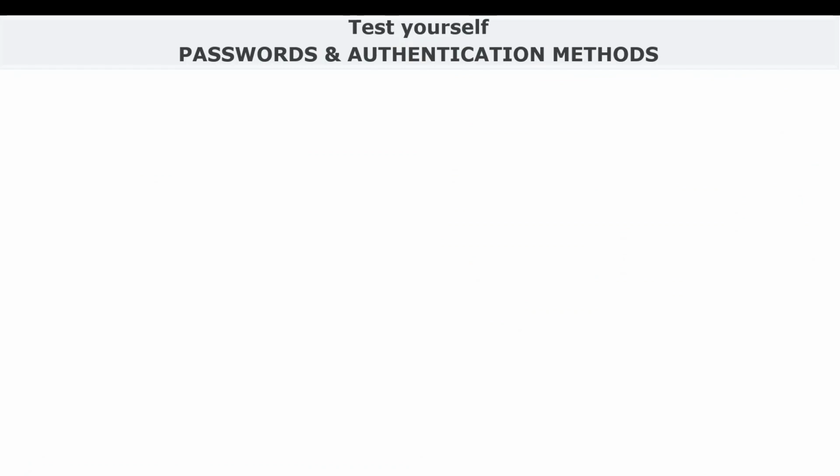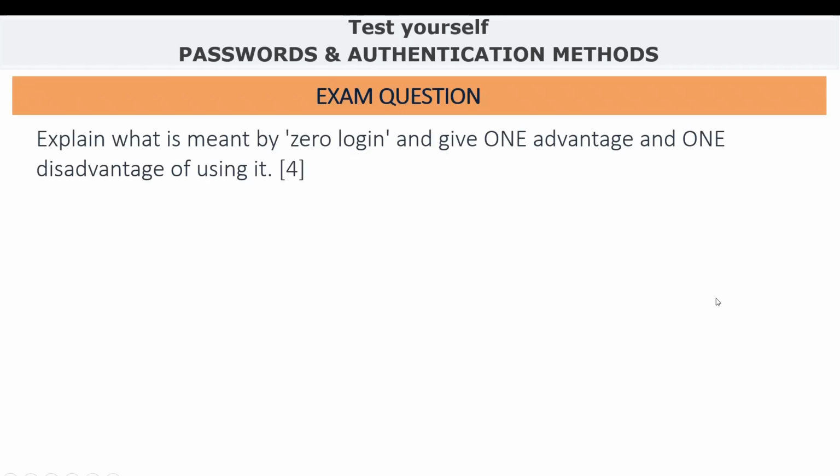So that brings us to the end on authentication. We've seen various ways by which we can enter into systems. Here are some test questions to check our understanding of whether we've really understood passwords and authentication. You are encouraged to attempt these questions. You may pause the video, take a few minutes, and attempt them.